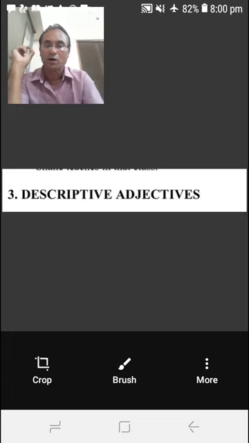And, you look smart in a blue suit. Blue is an adjective. So these are examples of descriptive adjectives. Now let's move to demonstrative adjectives.